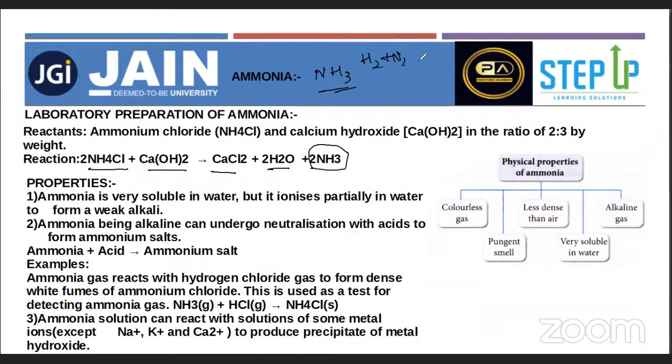H2, N2 forms NH3. Okay. So what are the properties of ammonia? Ammonia is very soluble in water, but it ionizes partially in water to form a weak alkali. Alkalis are what? Alkalis are water soluble bases. Water soluble bases are alkalis.